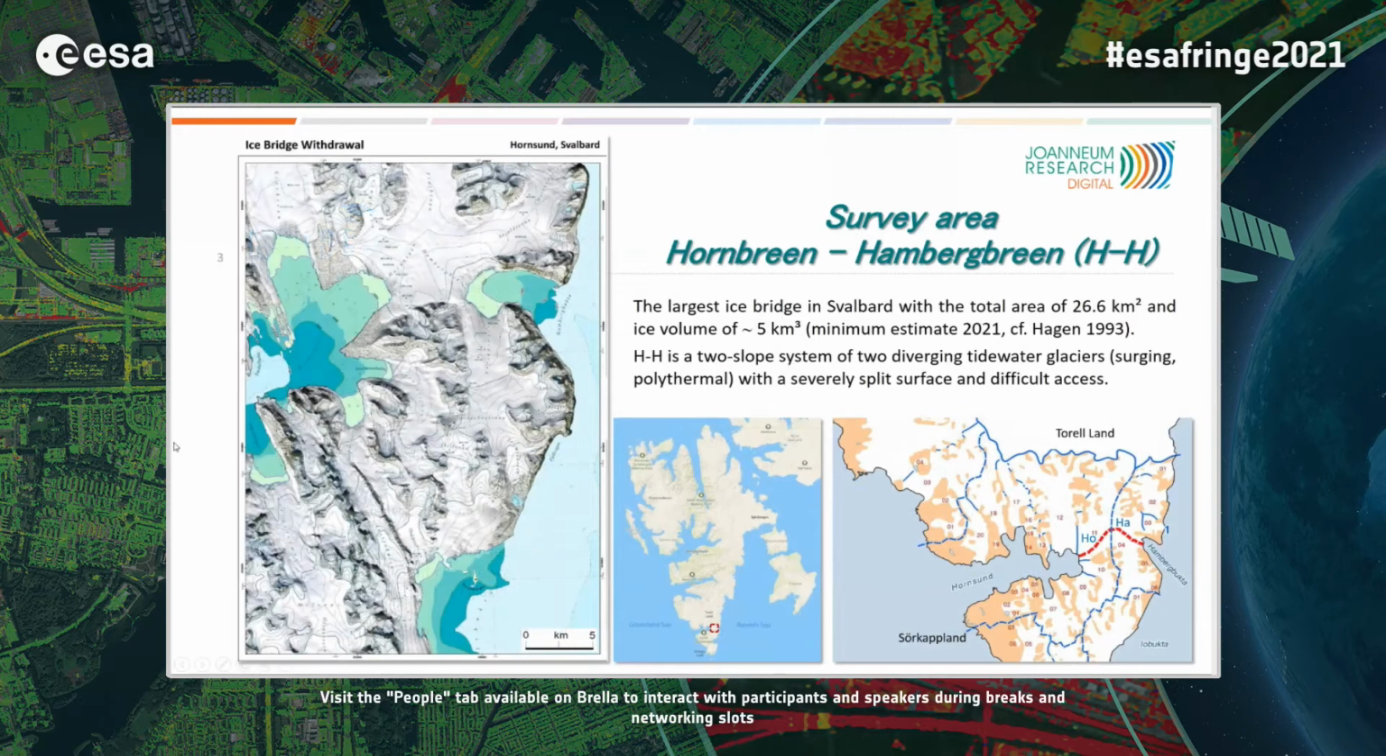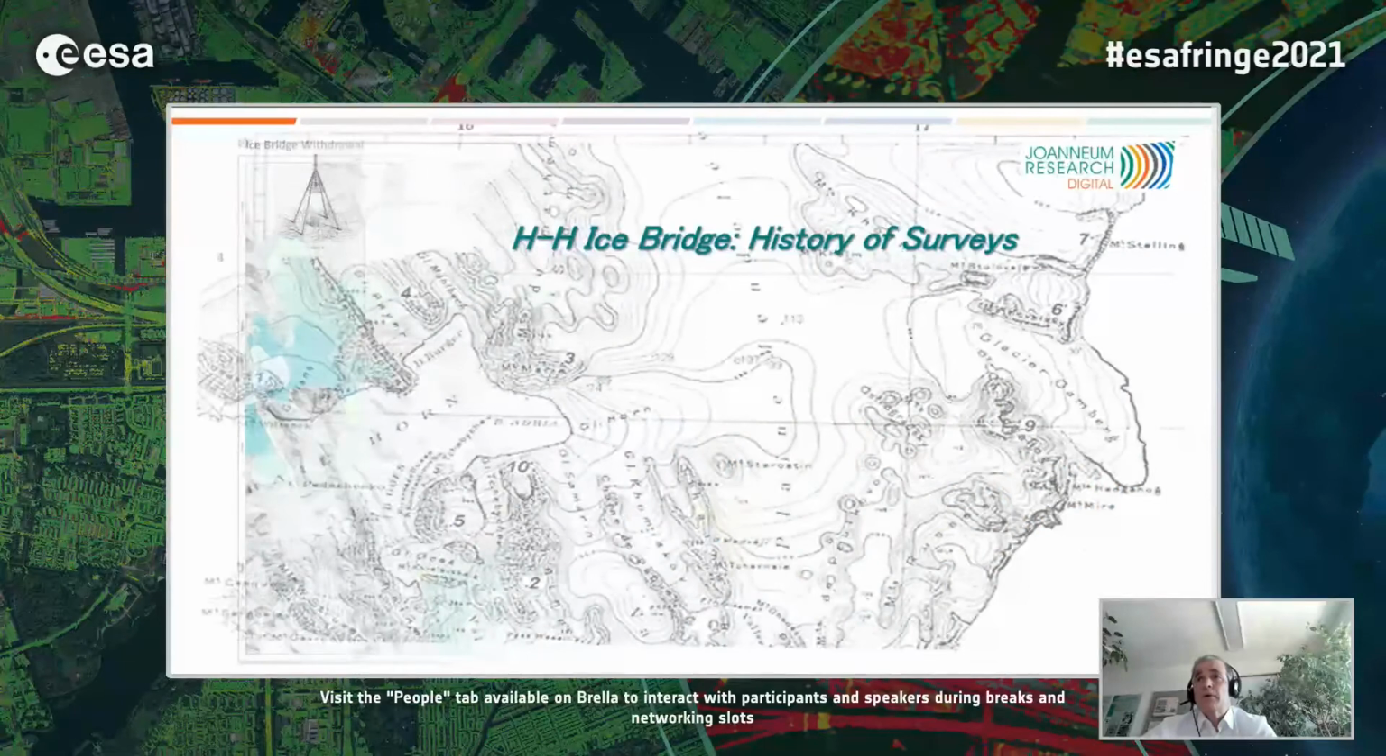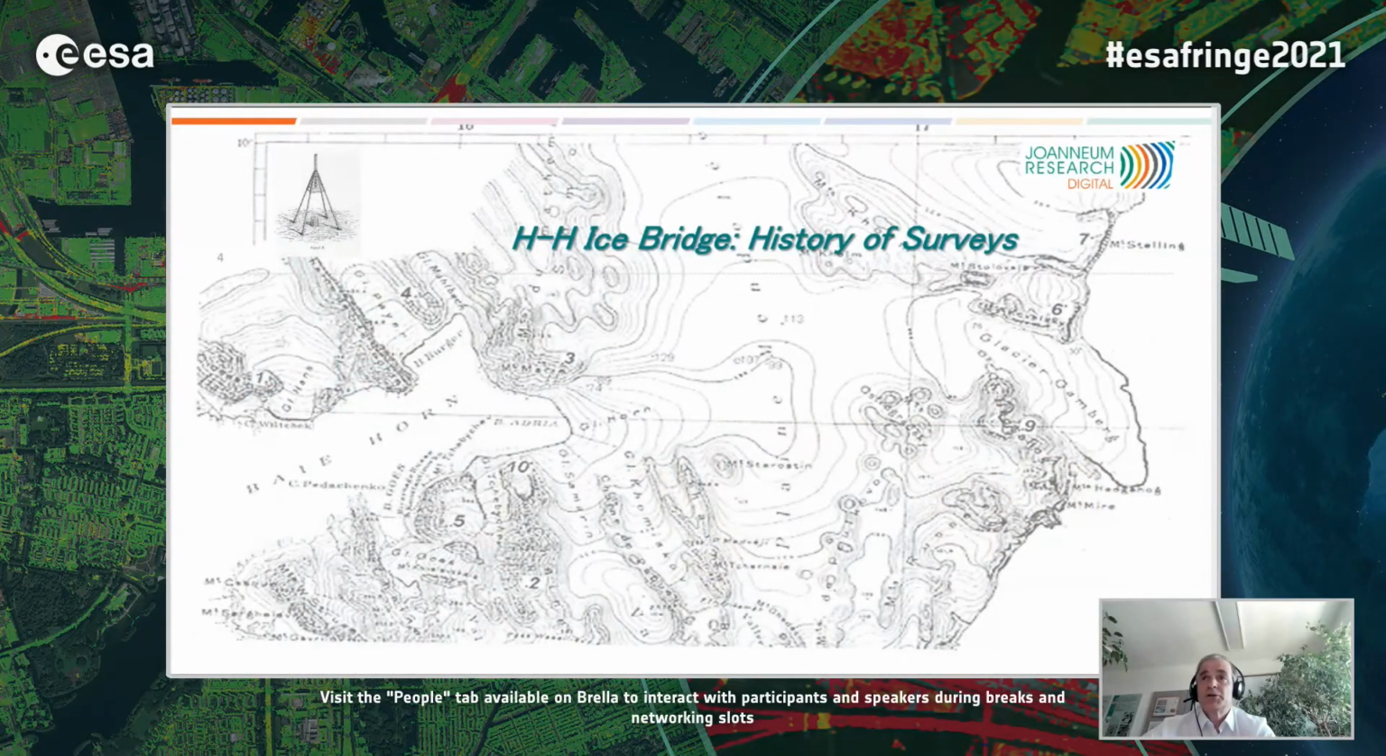The largest ice bridge, the largest European ice bridge and the best-known one, is situated in Hornsund in southern Spitsbergen at the northern latitude of approximately 77 degrees. This is a two-slope system of two divergent tidewater glaciers, Hornbreen in the west and Hambergbreen in the east, both of surging type with a severely split surface and difficult access. And the history of surveys on the HH ice bridge is more than 120 years.